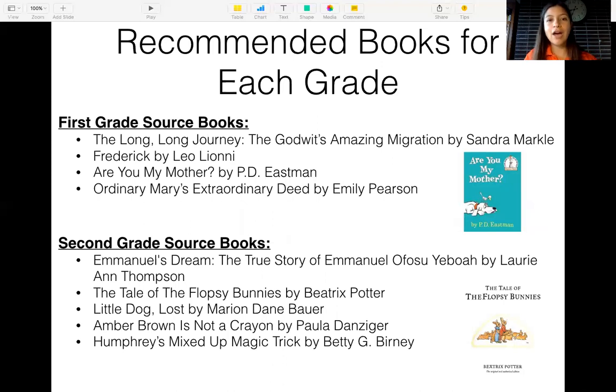Okay, so here I have recommended books for each grade. Our first grade source books are The Long, Long Journey, Frederick, Are You My Mother? or Ordinary Mary's Extraordinary Deed. Second grade source books are Emmanuel's Dream, The Tale of the Flopsy Bunnies, Little Dog Lost, Amber Brown is Not a Crayon, and Humphrey's Mixed Up Magic Trick.